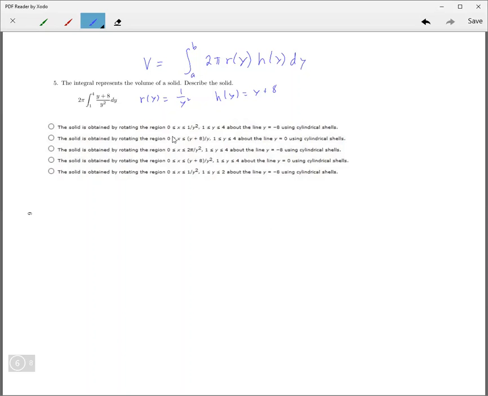Okay, so let's look and see what happens when we look at each of these. Let's consider the first one. Okay, so the region between 0 and 1 over y squared, y goes from 1 to 4. Oh, that's a good indication too, that it's going from 1 to 4. About the line y equals -8. Okay, so what would this look like? X is between 0 and 1 over y squared. Let's see, x equals 1 over y squared. What would that look like?